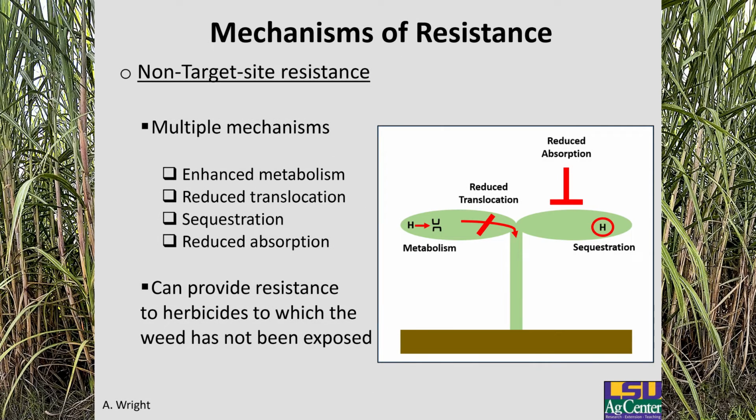Non-target site. This often gets a little more complicated as there are more mechanisms. So enhanced metabolism, where the weed is able to break down that product, reduced translocation, sequestration, like in the vacuole of the plant, and reduced absorption. One thing to note is this can provide resistance to herbicides which the weed has not been exposed to previously.